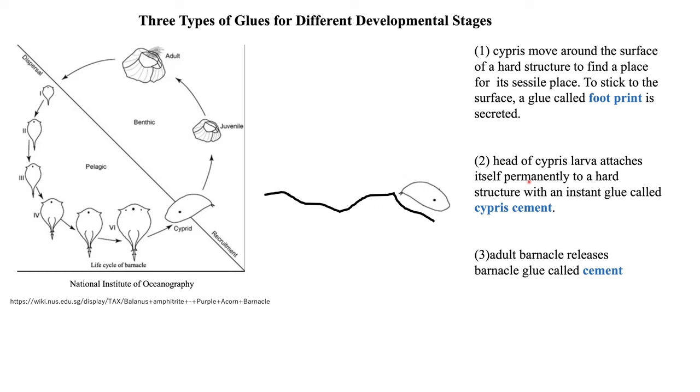After that, the head of the cypris larva attaches itself permanently to a hard structure with an instant glue called cypris cement. So after sticking to the ground using the footprint, the head is attached to the place using the cypris cement. Then adult barnacles release a barnacle glue called cement to attach to the regions. So three types of glues are secreted from the barnacles, but today I'll speak about the glues released from the adult barnacles.